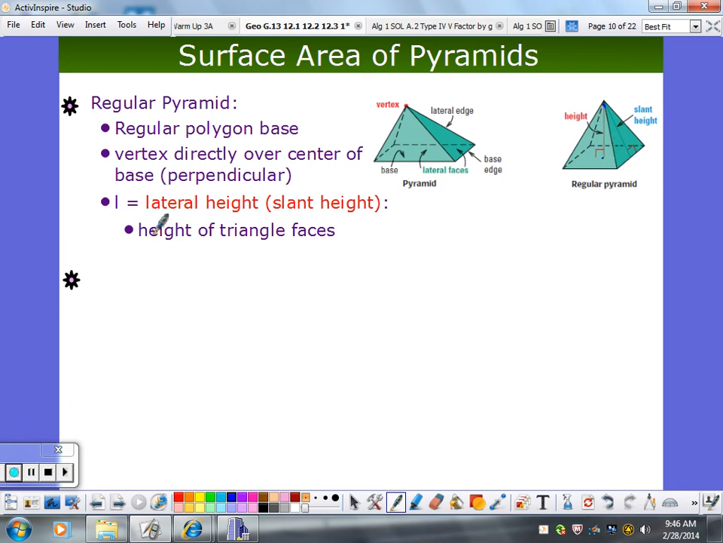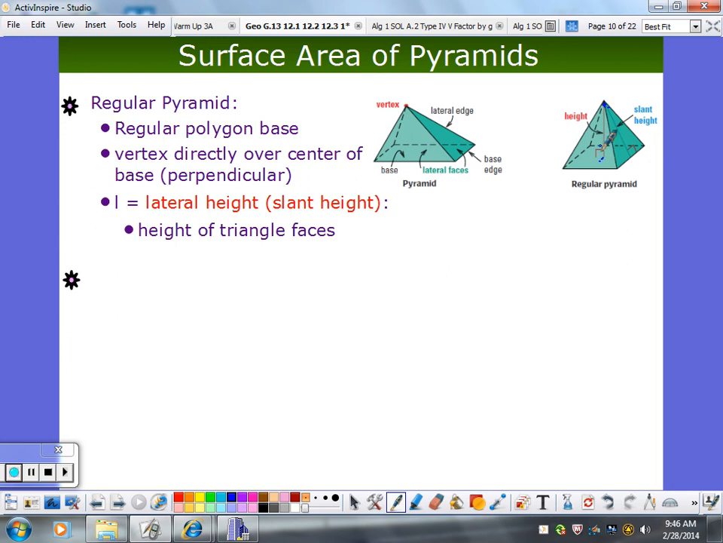We have this new idea of lateral height. It's also called a slant height. It's the height of a triangle face. So pyramids are made up of triangle faces. Your base can be any polygon, but these are triangles around it. And if you look at the altitude of one of those triangles, we call that the lateral height. The height of the pyramid itself is the distance from the vertex to the base, going straight up and down.